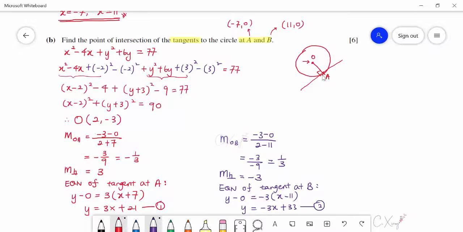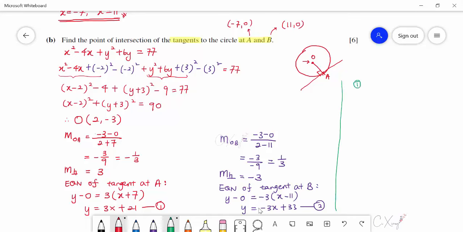And this is my second equation. So you have the equation of the tangent for both points. Now, if you go back to the question, you will see that they want us to find the point of intersection between the tangents. So these two are tangents, and they want us to find the point of intersection between them. When we want to find the intersection point for two linear lines, you just solve simultaneous equations.